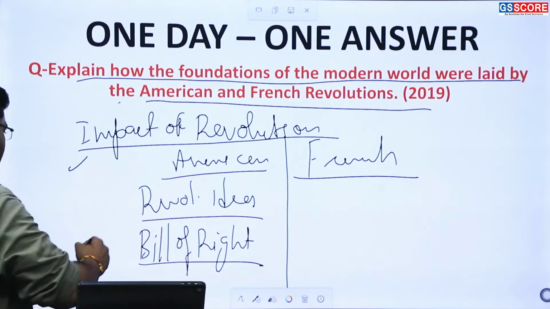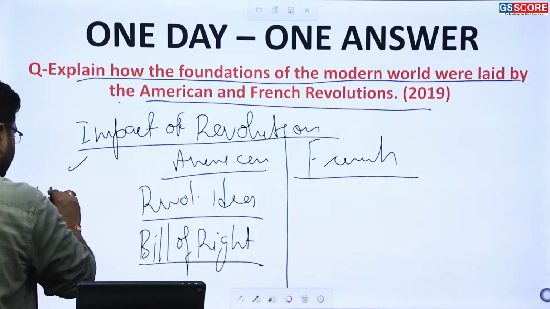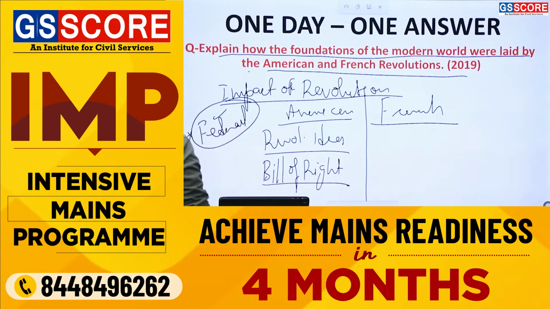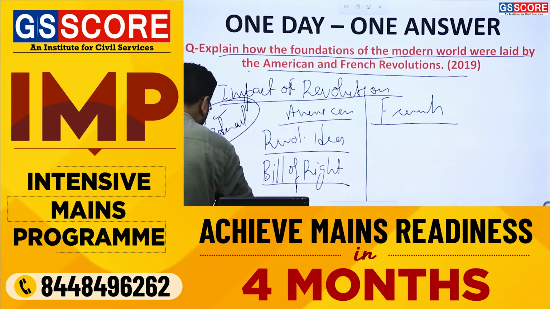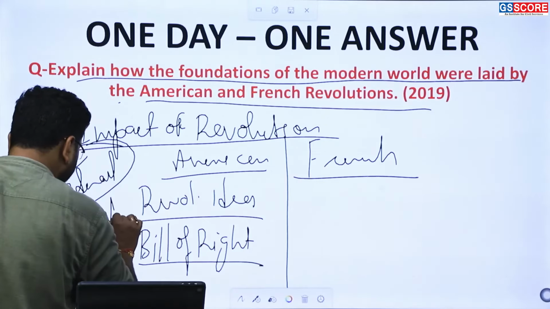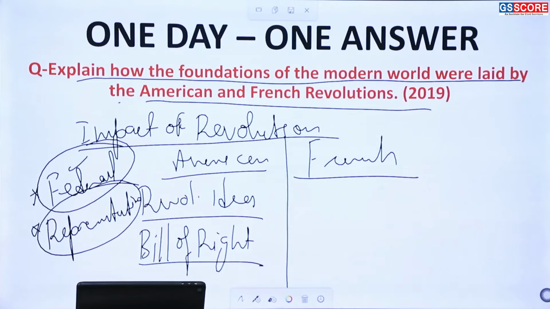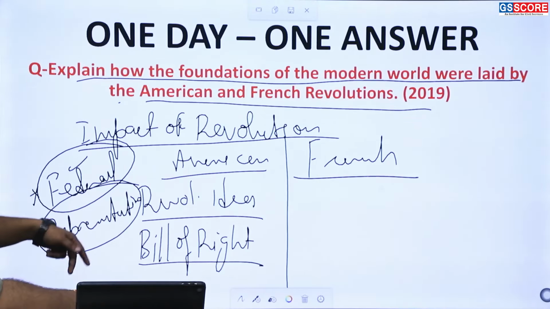Then we all know, for example, there was a systematic arrangement of constitutional development in America, the first written constitution. Then there was a federal system. Then the most important part, that the government was made more representative. The idea of self-government came, self-sustaining government, representative government. The power of the government will come from the people. Government by the people, for the people, from the people. This idea came from the impact of the American Revolution.